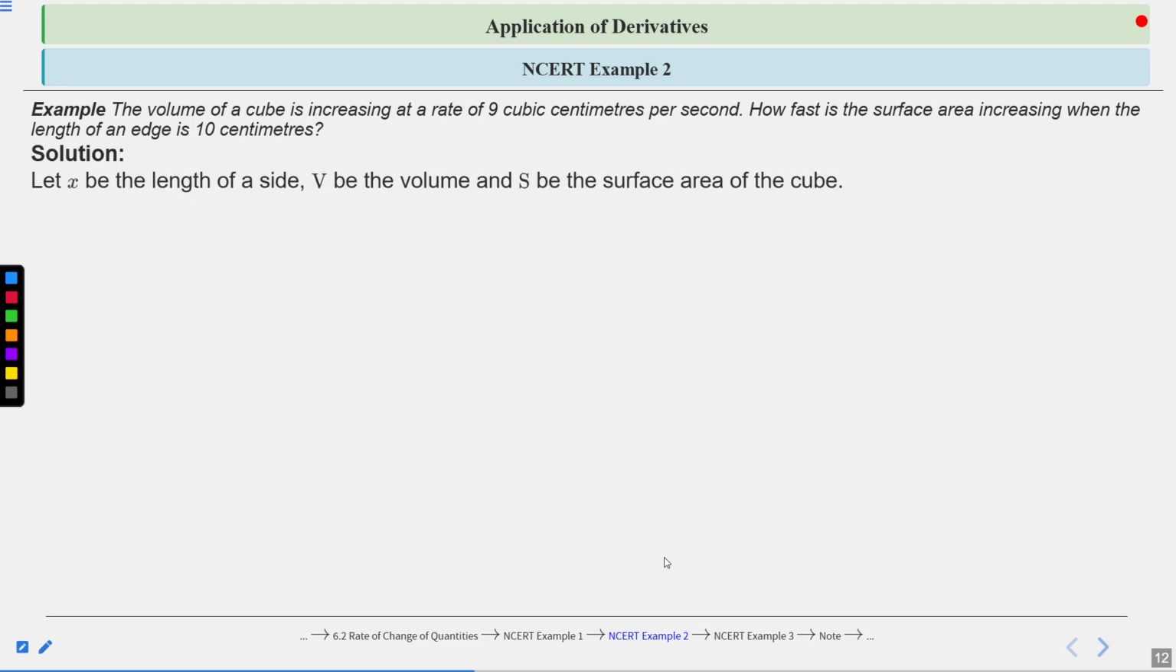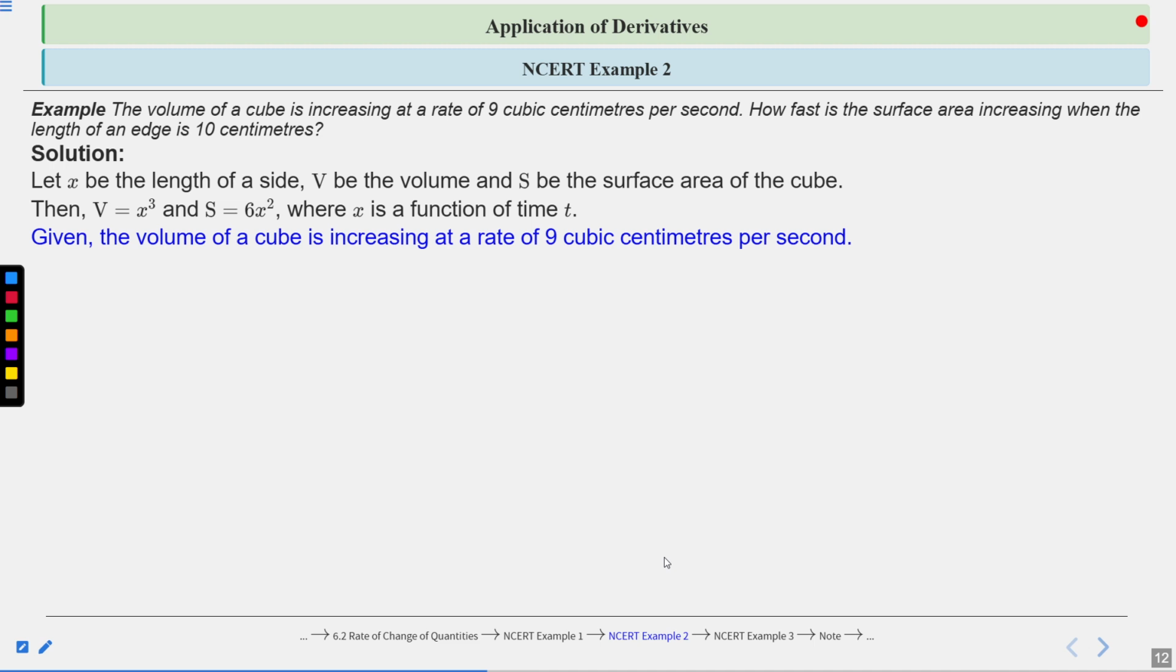Let x be the length of a side, V be the volume, and S be the surface area of the cube. Then V is equal to x cube. We know that the volume of a cube is x cube, side cube, and S, the surface area of a cube, is 6x square, where x is a function of time t.